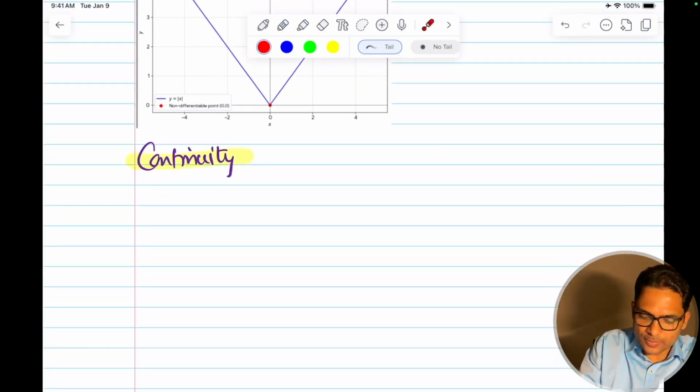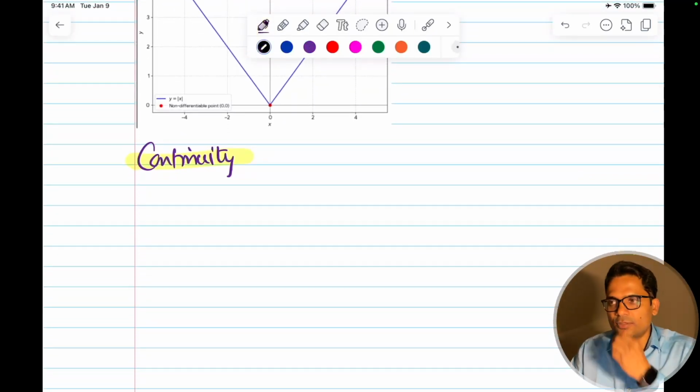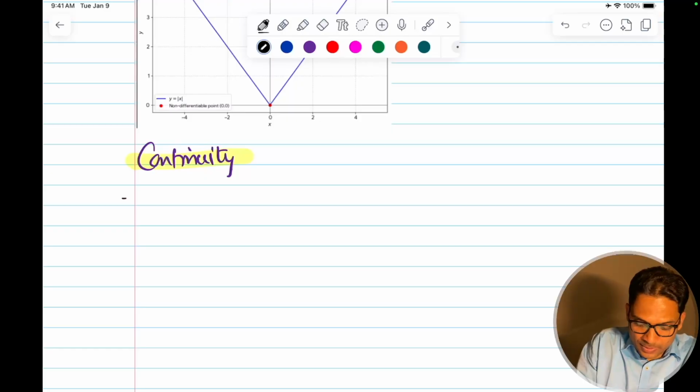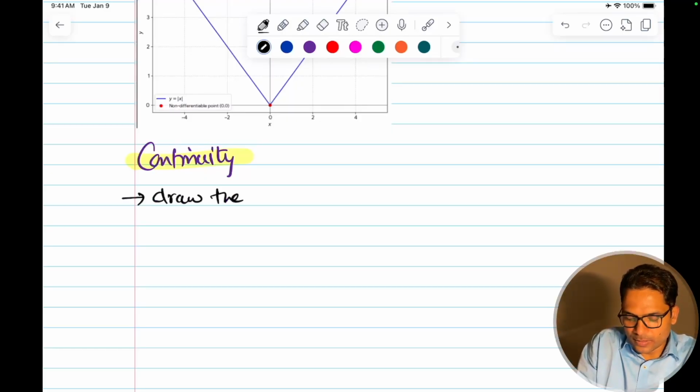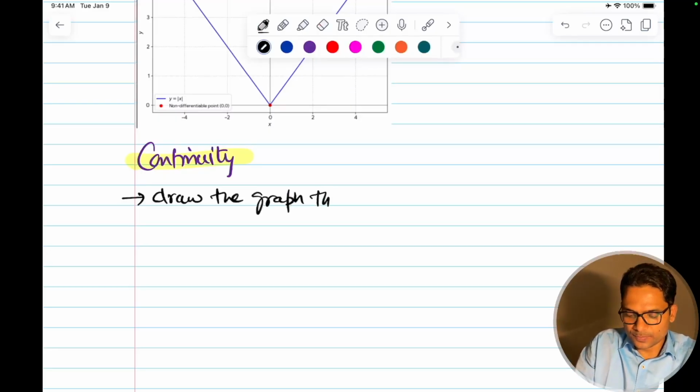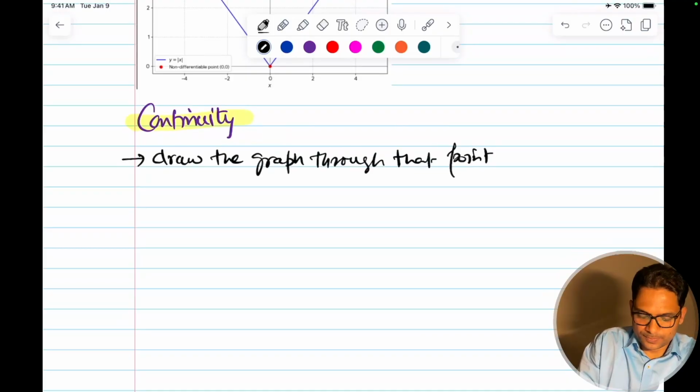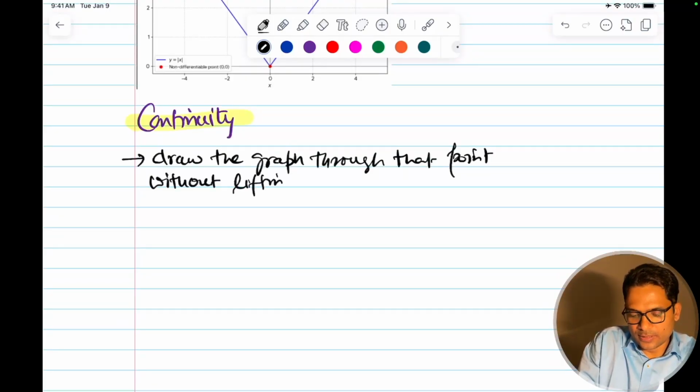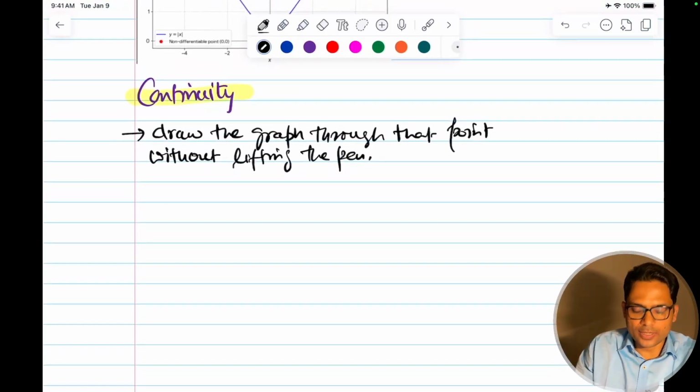So what are the conditions for continuity? Simply put, I should be able to draw the graph through that point without lifting the pen or pencil, whatever you're using. That is a simple understanding. And what are the conditions for this?